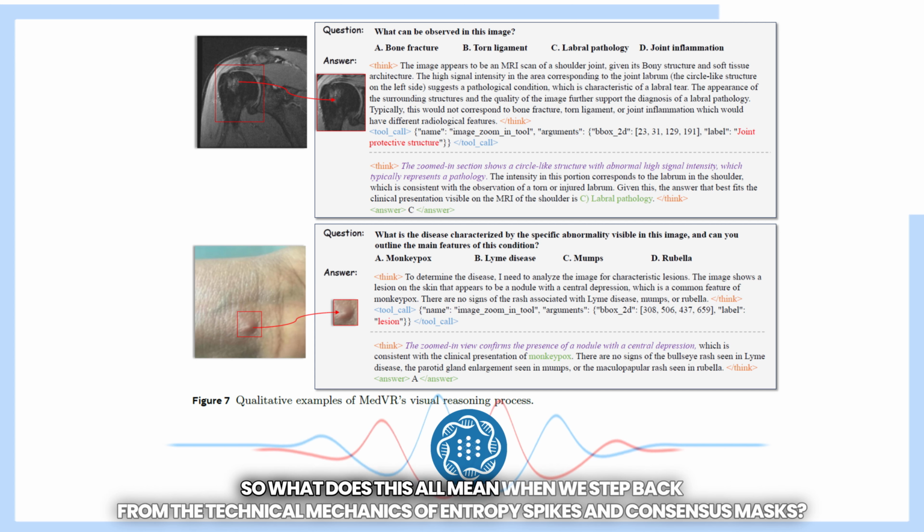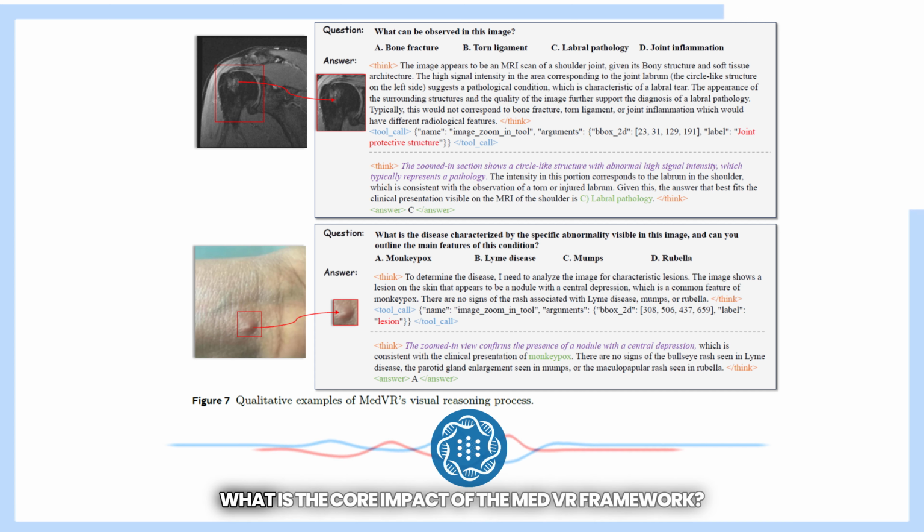So what does this all mean? When we step back from the technical mechanics of entropy spikes and consensus masks, what is the core impact of the MedVR framework? Well, it proves that we have found a mathematical, scalable way for artificial intelligence to overcome its own text-based hallucinations. Which is massive. By giving the AI a mechanism to actively explore when it is uncertain and a way to verify visual evidence through consensus, we are bypassing the massive, prohibitive cost of human data labeling.